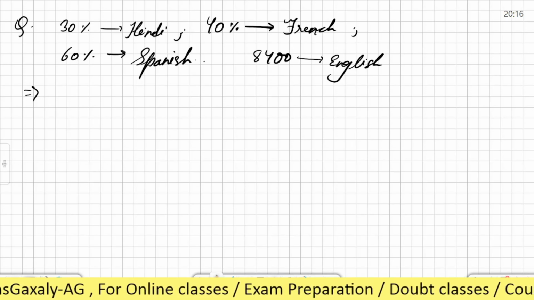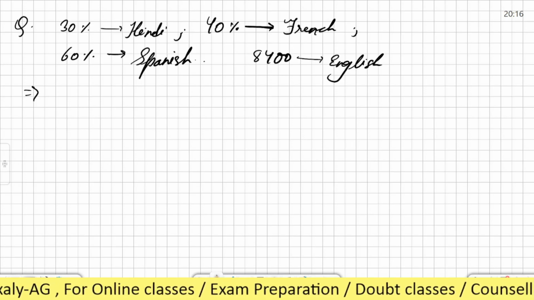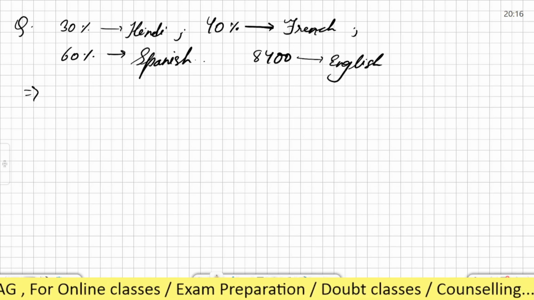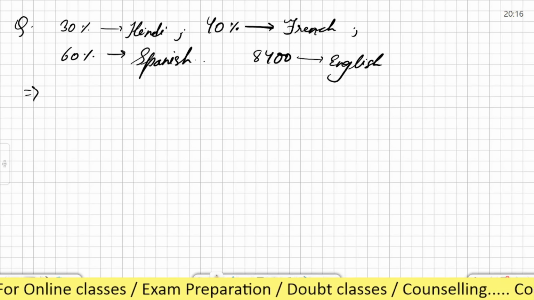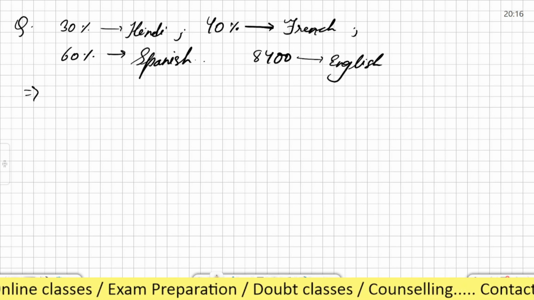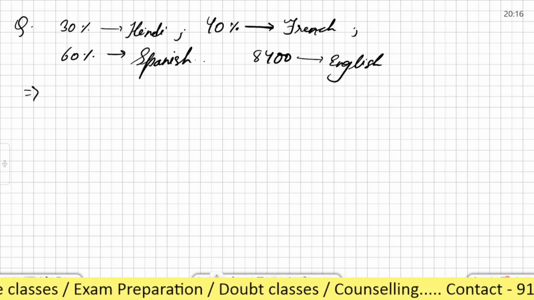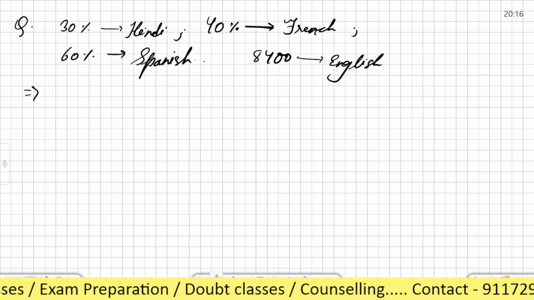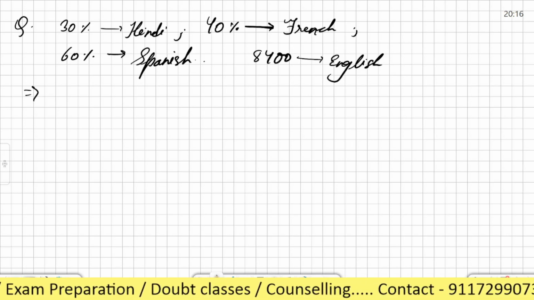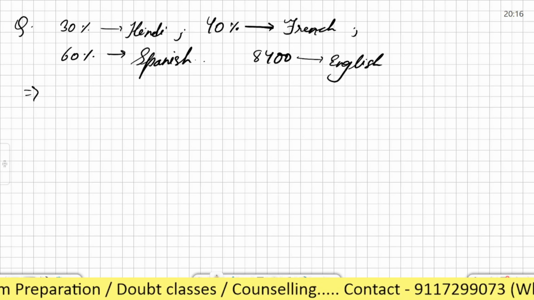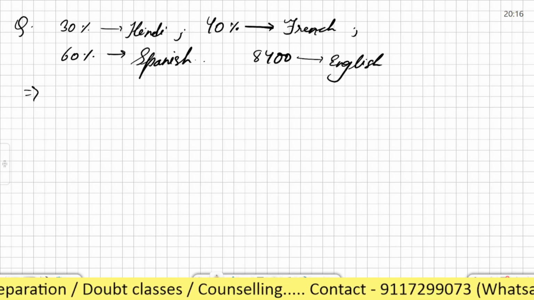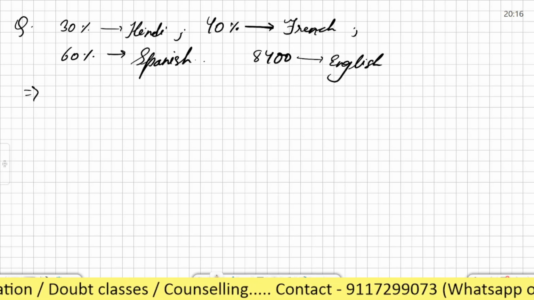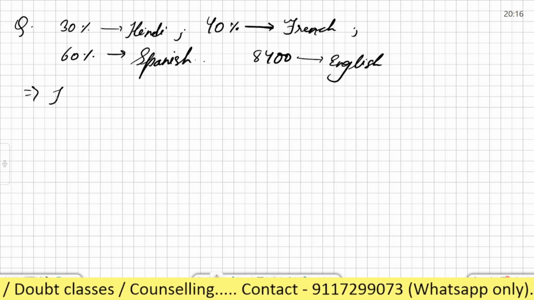Okay. In a library, 30% of the books are in Hindi, 40% of the remaining are in French, and 60% of the remaining are in Spanish. The remaining 8,400 books are in English language. What is the total number of books in the library? Okay, let's see how we will do this type of question.